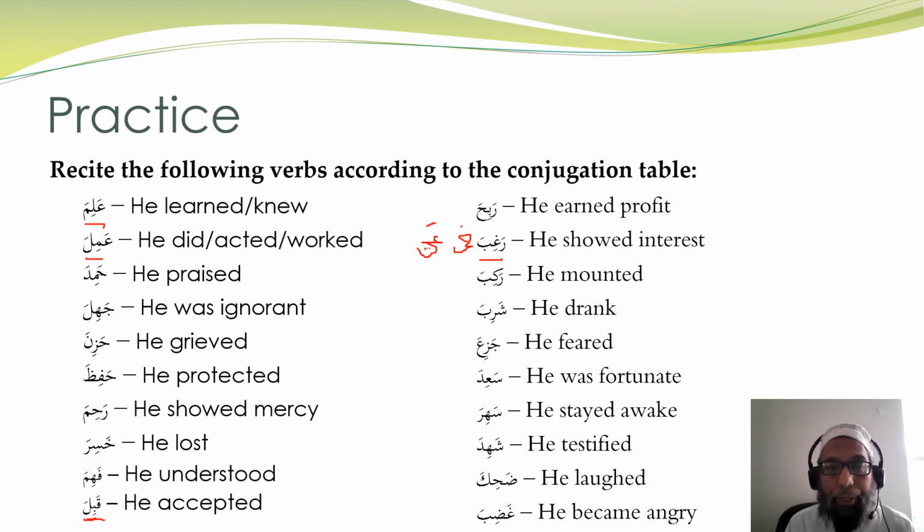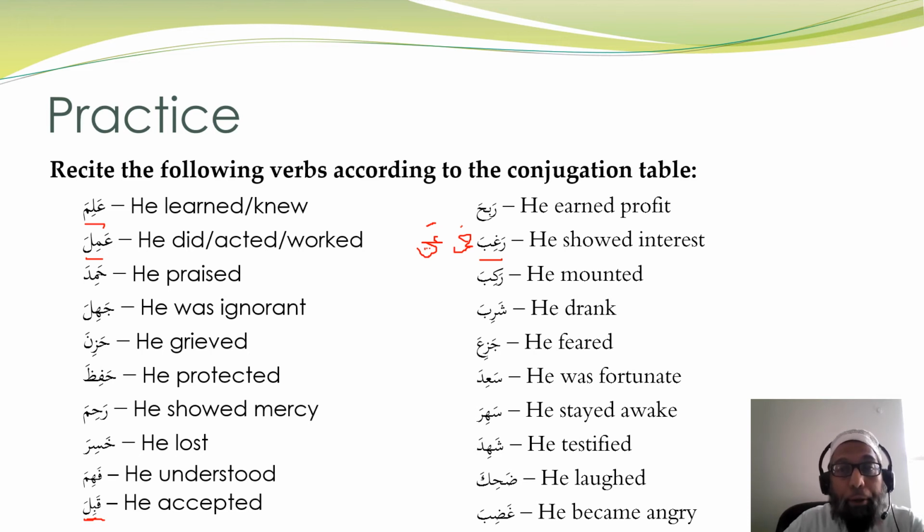شهد شهد شهدوا شهدت شهدتا شهدنا شهد شهدتما شهدتم شهدت شهدتما شهدتن شهدت شهدنا. شهدت, I testified. شهدنا, we testified. شهد الله, Allah testified أنه لا إله إلا هو, that there is no God except Him, والملائكة, and the angels as well testified, وأولو العلم, and the people of knowledge also testified the same. And then we have ضحك, which means he laughed. غضب means he became angry.